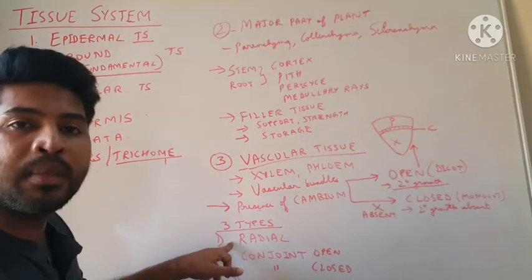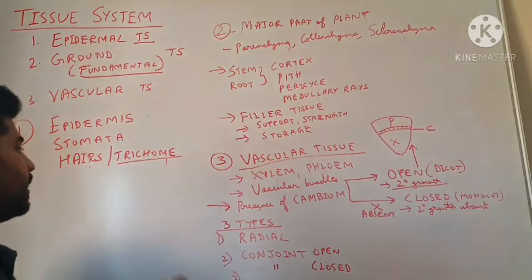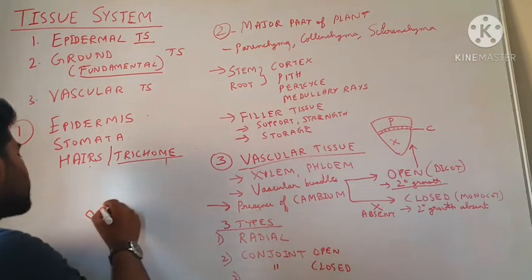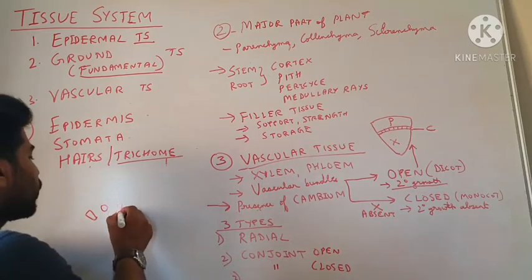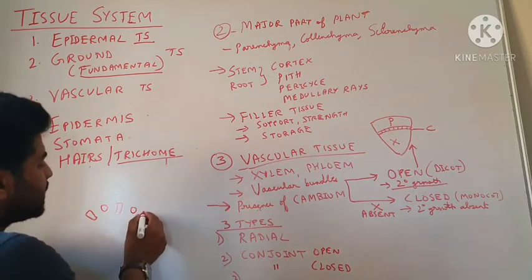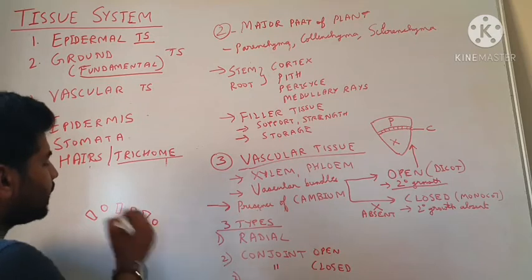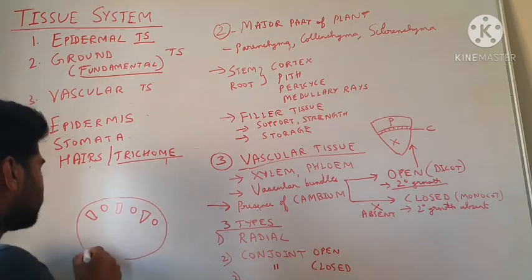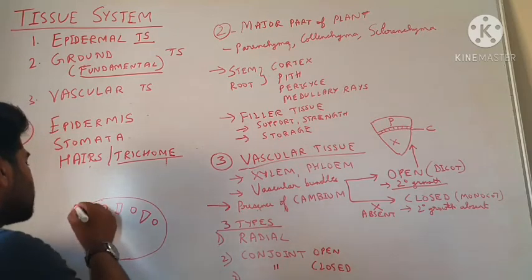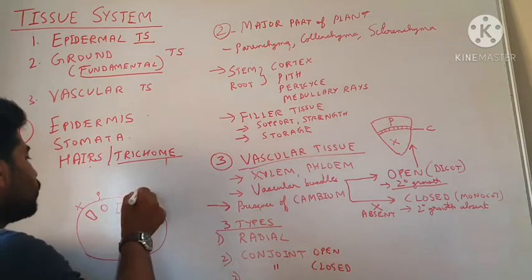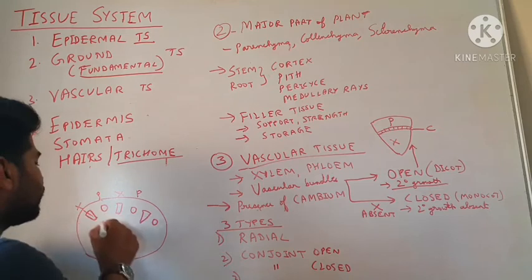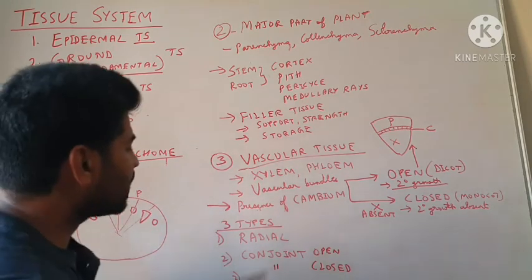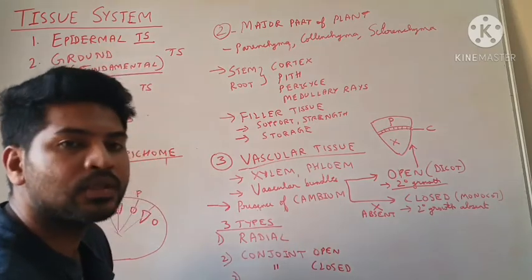In the radial type of vascular bundle, we have the xylem and the phloem present on alternate radii. So if this is a section we have taken, this is the xylem and this is the phloem. They are present on different radii. Therefore, this type of vascular bundle is called a radial vascular bundle.